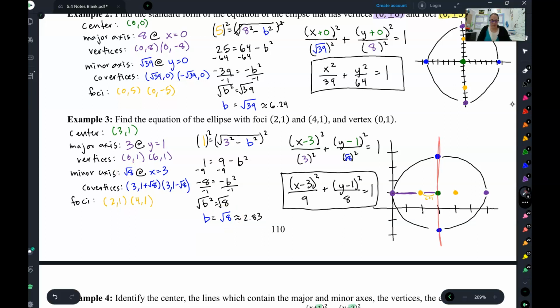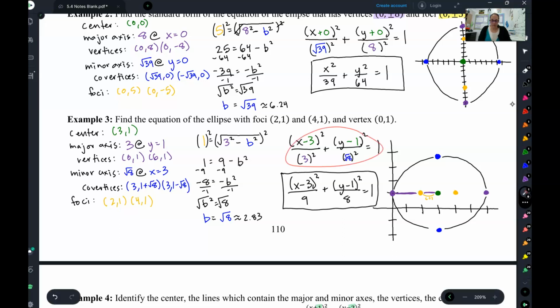So I know my minor axis is square root of 8. It's got to be up and down. So I went square root of 8 up, square root of 8 down. And that's how I got my co-vertices. Now, notice that I kept my answer exact. I did not turn it into a decimal. This point is 1 plus square root of 8, and this point is 1 minus square root of 8. So I kept those exact, no decimals.